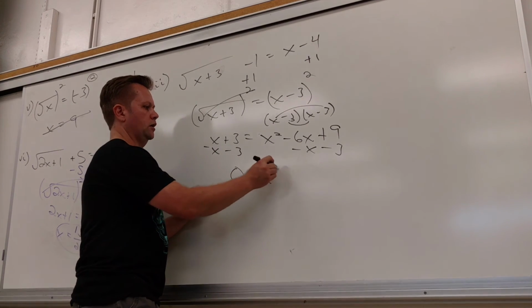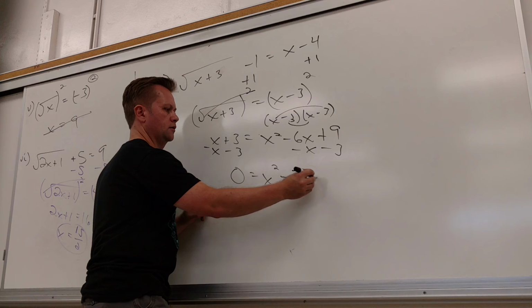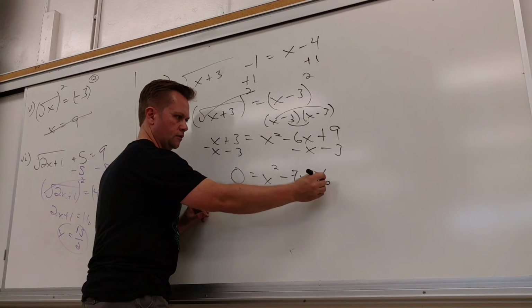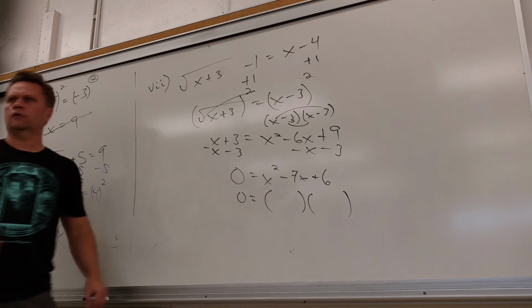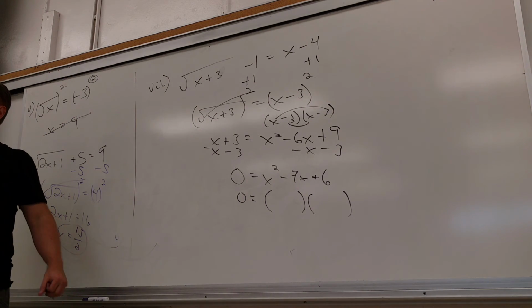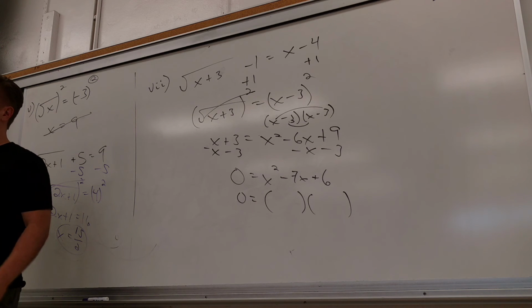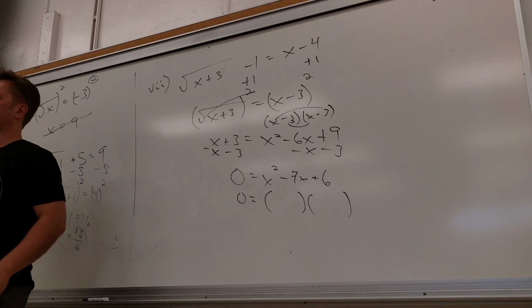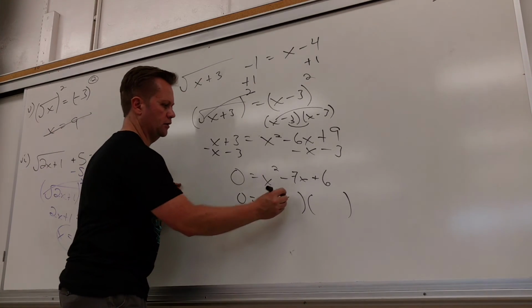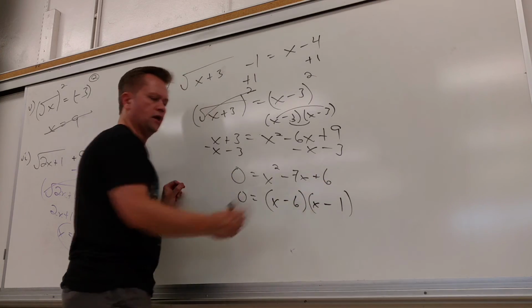0 equals x squared, minus 7x, plus 6. The answer is not 7 and 1, right? This is where people tell me that. They got to multiply to be 6 and add to be negative 7. So it's, they're both negative, right?